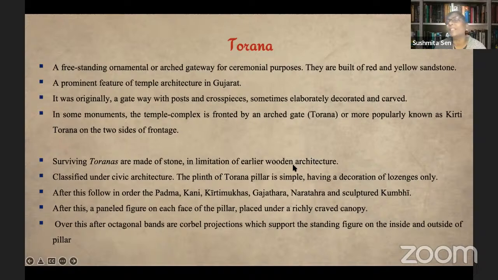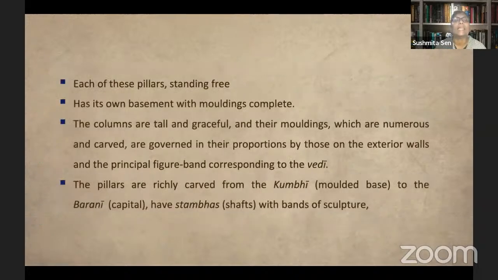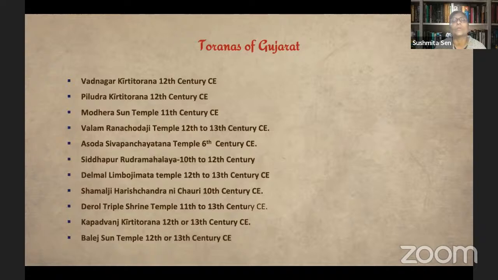The plinth is very simple, but the decoration of the whole pillar is beautiful, with Padmakani, Kirtimukhas, Gajathara, Narathara, Kumbhi, and each side of the pillar has a differently, richly carved canopy also. These octagonal bands are corbelled projections which support the standing figures inside and outside of the pillar. Each pillar is freestanding, with a basement with moldings, and the columns are tall and graceful and richly carved, as I told you. So these are the Torans of Gujarat, many Torans.